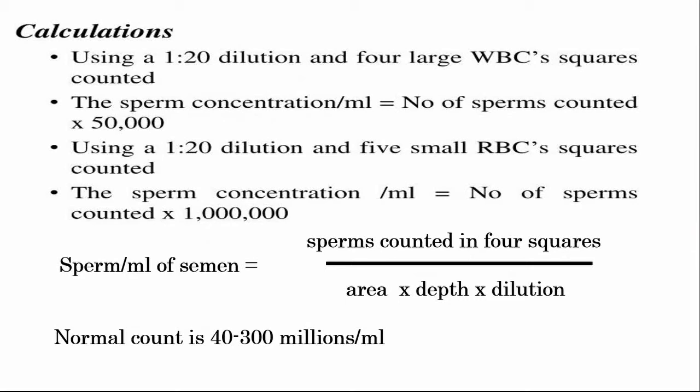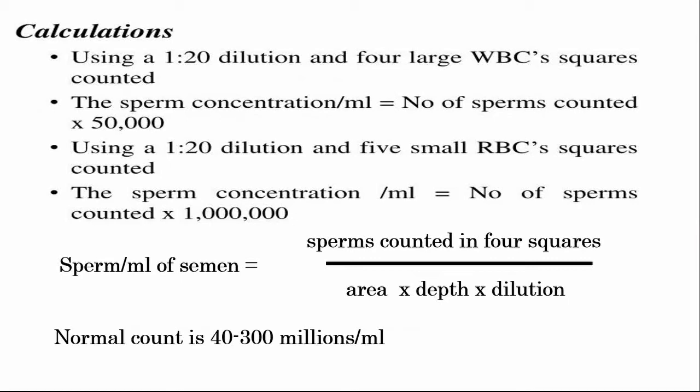If you take the number of sperms as n, area 4, because 4 large squares of WBCs are counted, depth of the counting chamber 1 by 10, dilution 1 by 20, we get n divided by 4 into 1 by 10 into 1 by 20 into 1000 because it is converted. That gives a total of about n into 50,000 in case you are using WBC squares for counting.